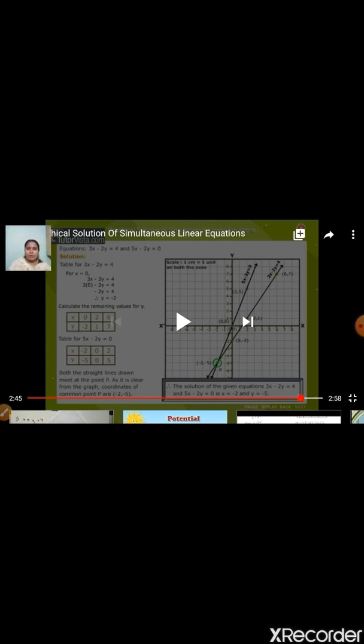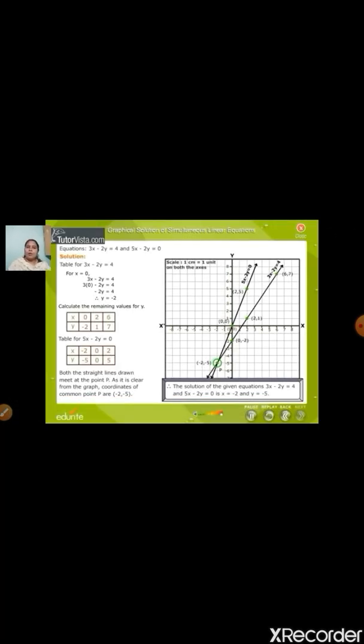How to draw the table? As I have told you, randomly you need to take any 3 values of x, substitute it in the given equation and find out the corresponding value of y. The 3 values which they have taken here are x is equal to 0, then they got y is equal to minus 2, then x is equal to 2, y is equal to 1, and x is equal to 6, y is equal to 7.